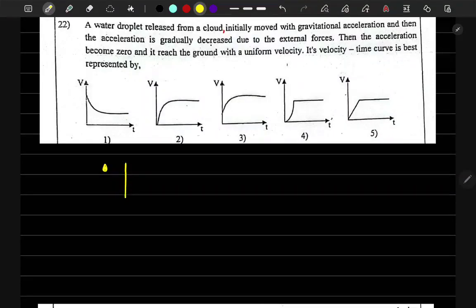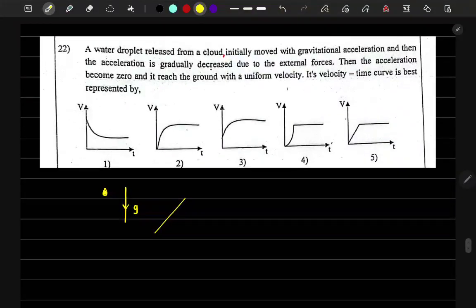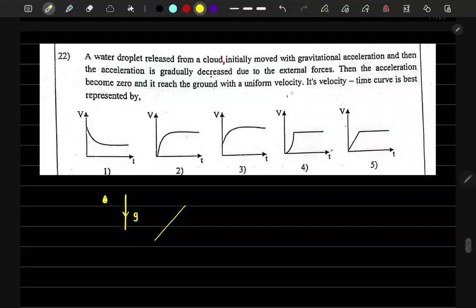So, first of all, the droplet is under gravity. So, the velocity of the drop should increase linearly. So, the gradient of the VT curve should be constant and positive initially. So where can we find that this is not correct? We have a negative gradient here and it's not linear. It is positive but it's not linear.